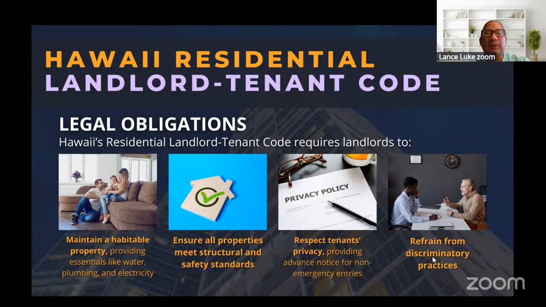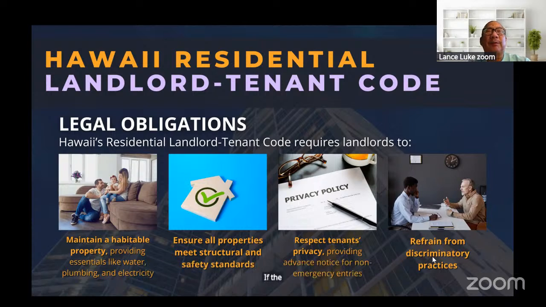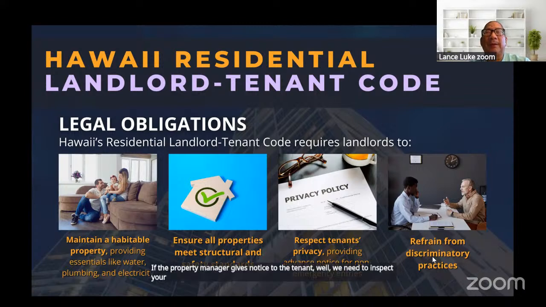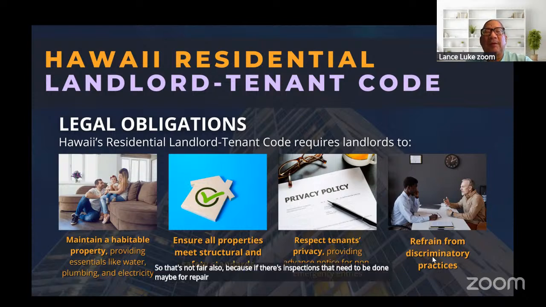Now, as far as the tenant's requirement, the tenant is required to cooperate with the landlord or property manager. So in other words, if the property manager gives notice to the tenant, we need to inspect your place, and the tenant says, no, you're not coming in. I won't let you in. So that's not fair also, because if there's inspections that need to be done, maybe for repair or maintenance, that's a valid reason to enter the property. Okay, so it goes both ways.